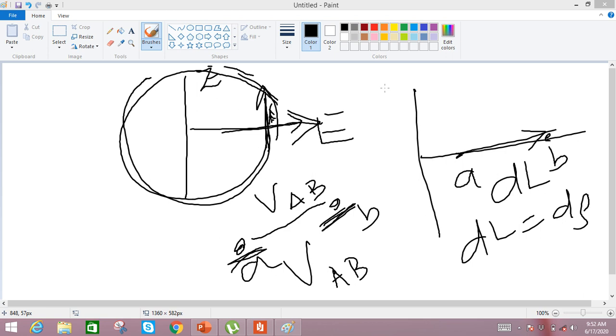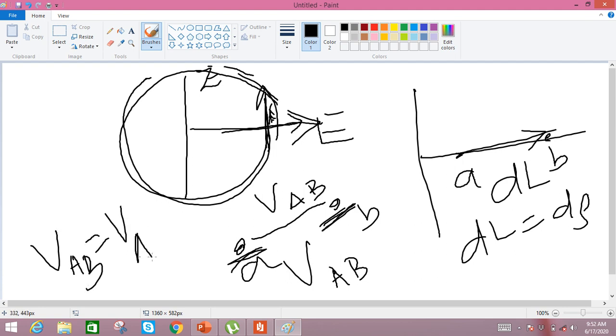It means that we will have to perform the work on a unit positive charge q by moving it from the initial point B to the final point A, and the potential difference between these 2 points will be VAB. So VAB will be equal to VA minus VB. It means that we will have to move the charge from the initial point B to the final point A.